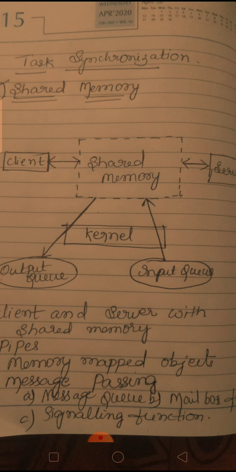The second point is a message queue is a linked list of messages stored within the kernel and identified by a message queue identifier. Which message has to be transmitted in which order? It is arranged in the form of a linked list. The third point is processes read and write messages to arbitrary message queues. A message queue is a header pointing to a linked list of messages. It is also a kind of linked list.